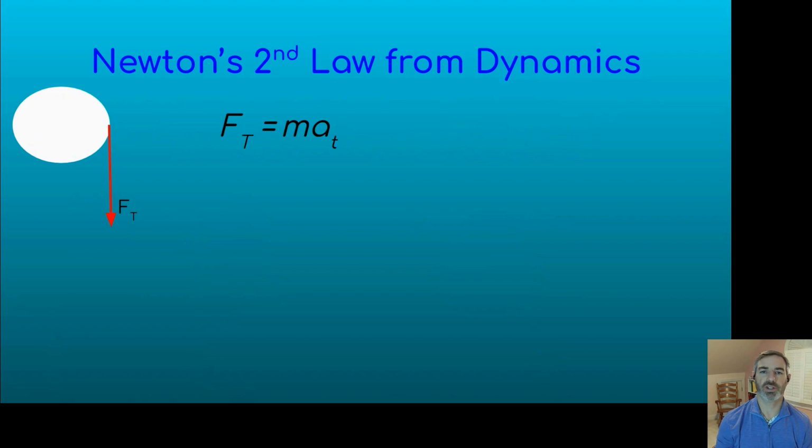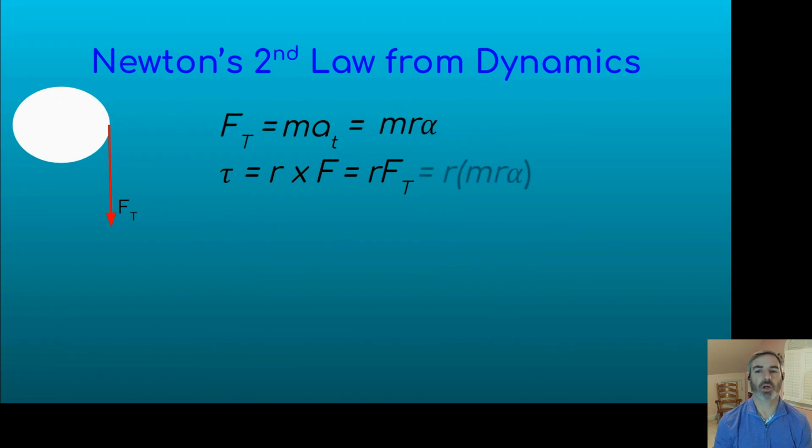So we know that the tension force is equal to the mass times the tangential acceleration on the outermost edge of the disk. But we also know tangential acceleration is just the radius times the angular acceleration. Now we can also use torque. We know that torque is force times distance. So it's going to be that radius times the tension force. But we also know that the tension force is equal to mass times r times alpha, so we can substitute that in and simplify and get mr squared alpha.